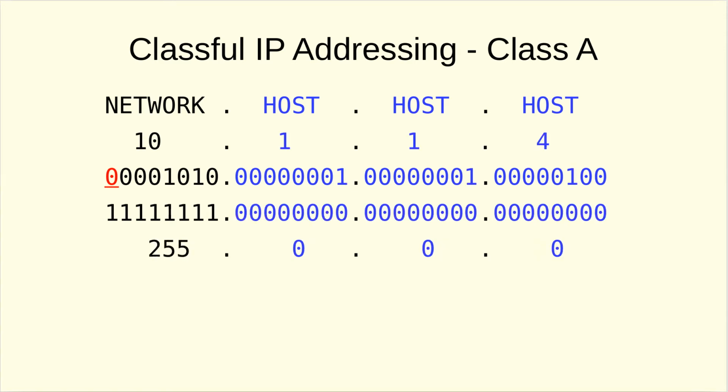There's a typical Class A address, 10.1.1.4. Because 10 falls between 0 and 127, it's a Class A address. You can see it starts with a 0 in binary. Again, it's a Class A address. So we've got network host host host. So the default subnet mask would be 255.0.0.0. Excellent. That subnet mask, by the way, can be represented as a /8 because there are 8 bits set to 1 in the subnet mask.